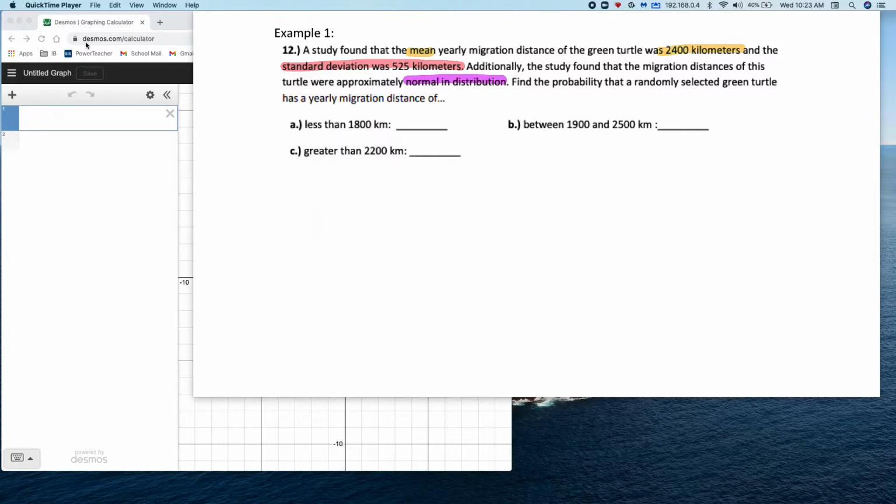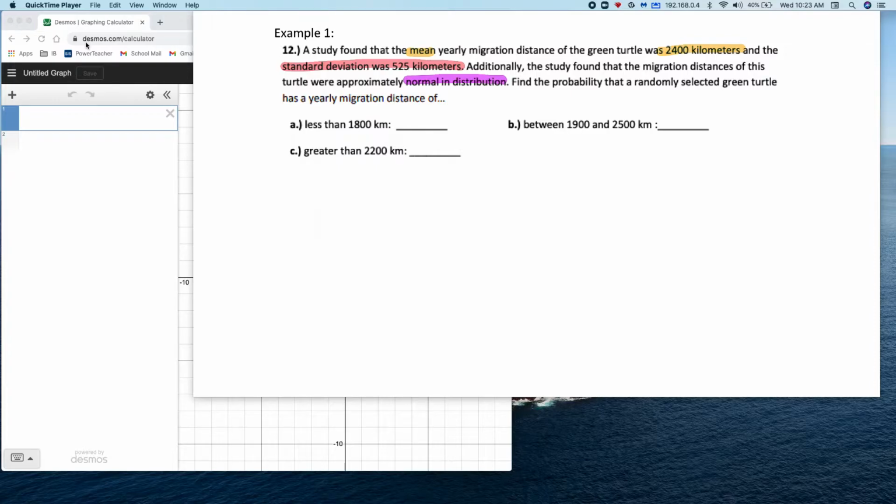Those are the three things that you really need to know. So I'm going to use the normal distribution. Find the probability that a randomly selected green turtle has a migration distance of less than 1,800 kilometers, between 1,900 and 2,500 kilometers, and then greater than 2,200 kilometers. I'm going to try to highlight these as best I can.